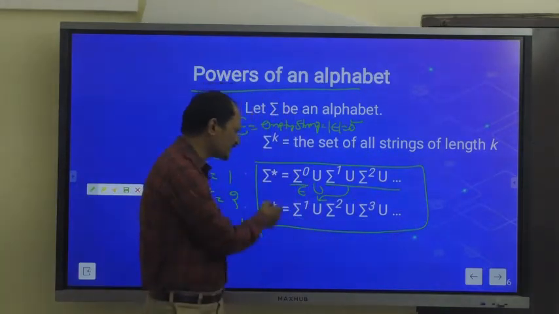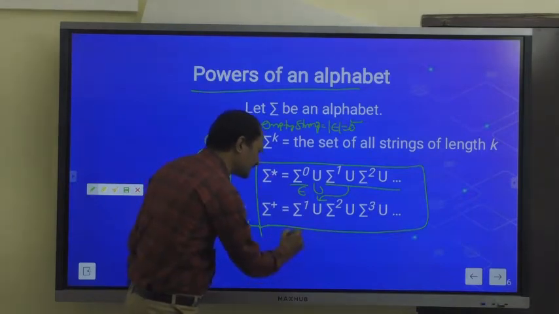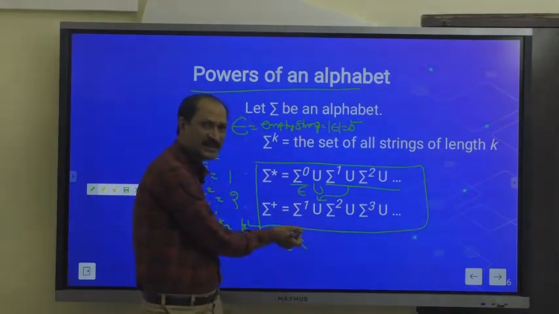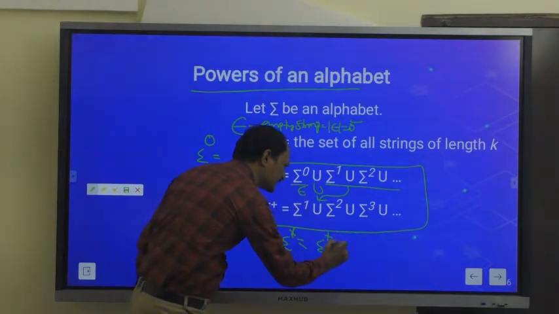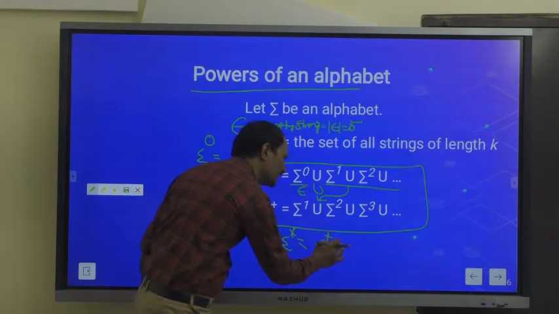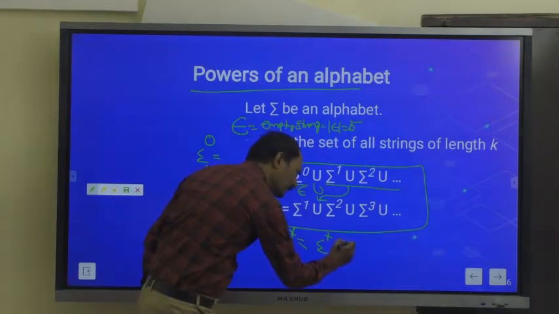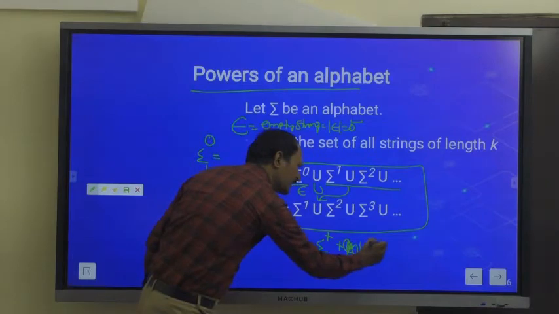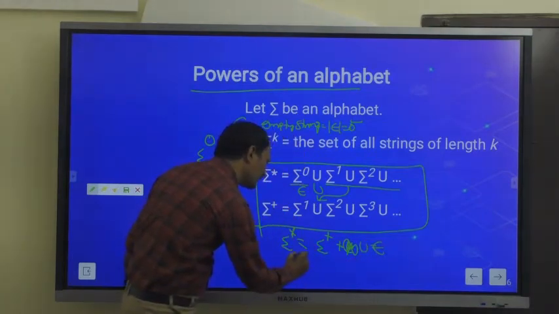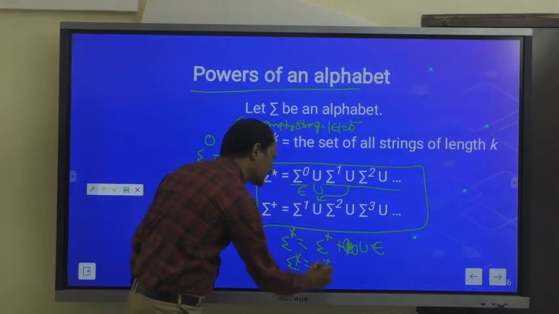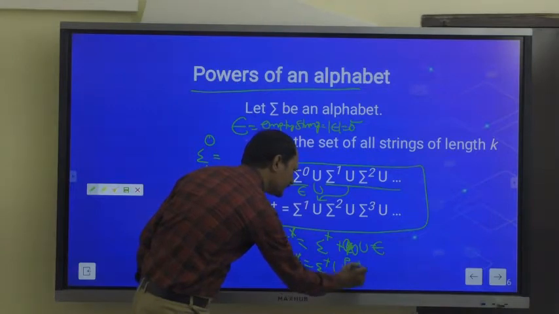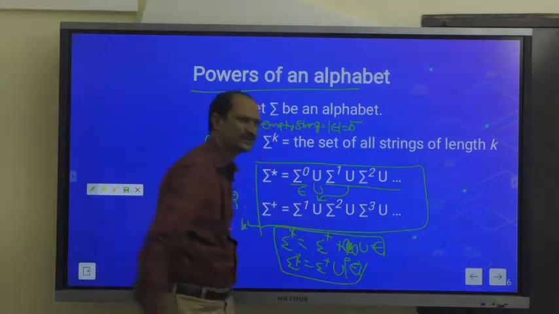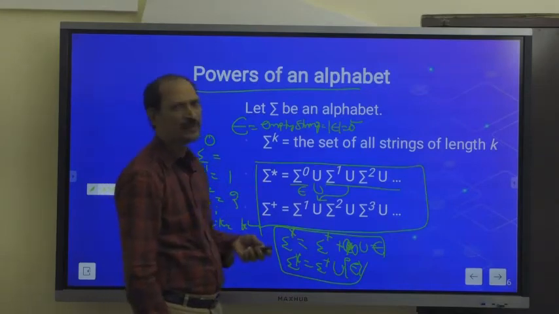So what is the relationship between sigma star and sigma plus? Since sigma star is having epsilon, whereas sigma plus is not having epsilon, I can say that sigma star is equal to sigma plus union epsilon. So this is the relationship between the Kleene closure and the positive closure. So this is about the power of an alphabet.